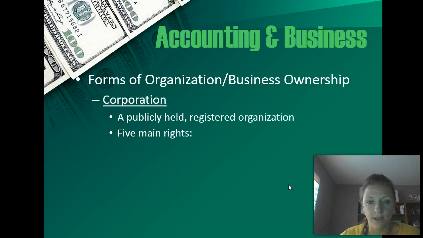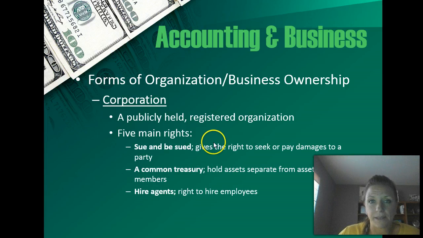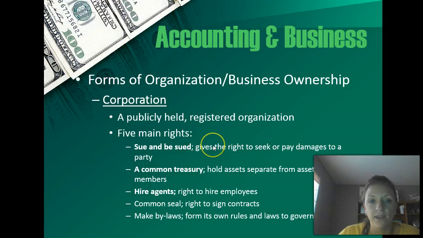Okay, then corporation is a publicly held registered organization. And these are going to be kind of the most complicated type of business to start up. So let's kind of break it down a little bit. A corporation has 5 main rights. They can sue and be sued.